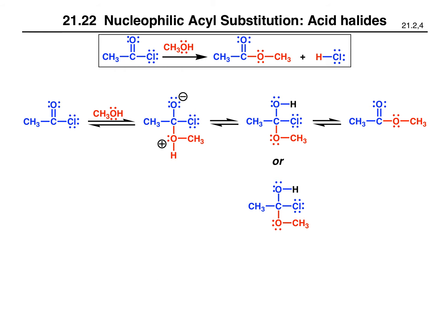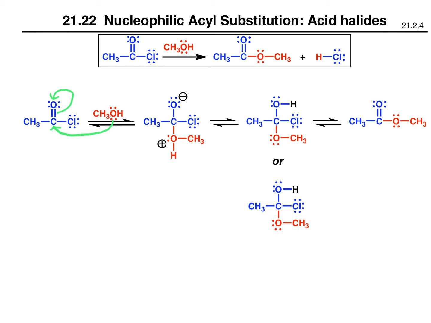Now let's consider the details of one reaction of acid chlorides, and that would be the reaction with an alcohol to give an ester plus HCl as a byproduct. Starting out with our acid chloride, this can react with the alcohol. The alcohol is the nucleophile. It shares its electrons with the carbonyl carbon, pushing these electrons up onto the oxygen, giving us this species.